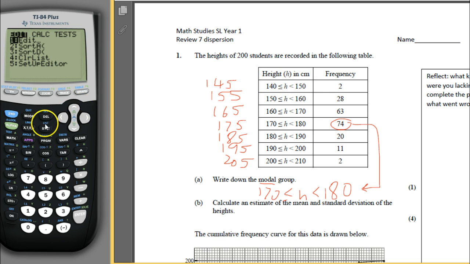Okay, so the way you put it in your calculator is with stat edit. And in L1, I've put the midpoint of each interval, and in L2, I have put each of the frequencies.